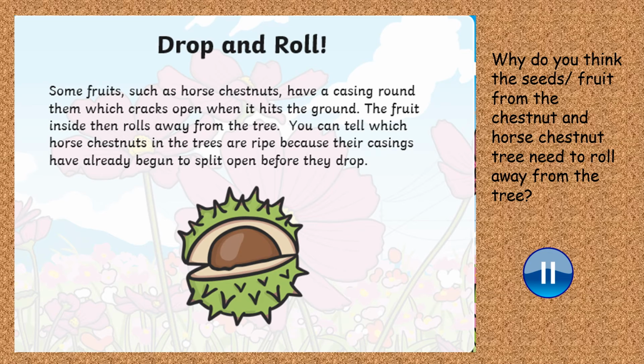Another type is drop and roll. Some fruits, such as horse chestnuts, have a casing around them which cracks open when it hits the ground. The fruit inside then rolls away from the tree because the fruit's quite a rounded shape, same as with the sweet chestnut really. You can tell which horse chestnuts in the trees are ripe because their casings have already begun to split open before they drop.